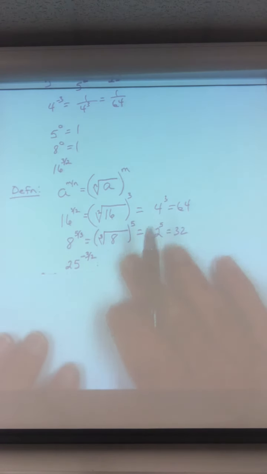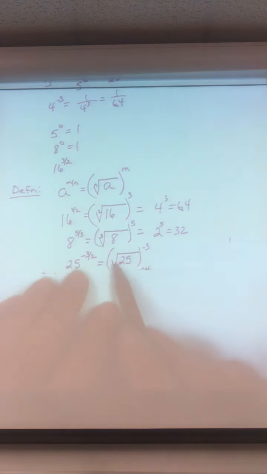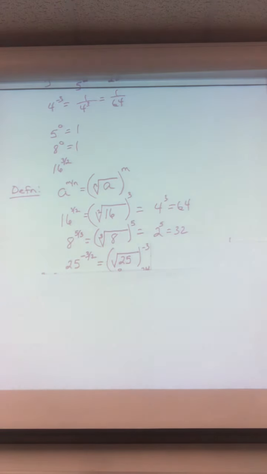Okay, let's do one more here. 25 to the -3/2. All right, this would be square root. Notice I didn't write the index because I don't have to, but you can't leave it off here. But you can here since it's 2. Square root of 25 is 5. And we just talked a while ago, what does the -3 exponent do? It flips it.